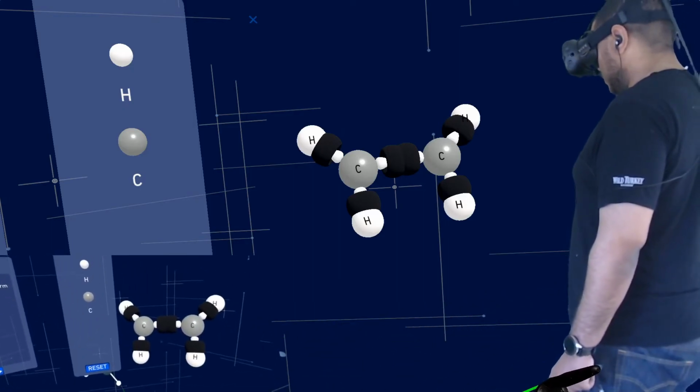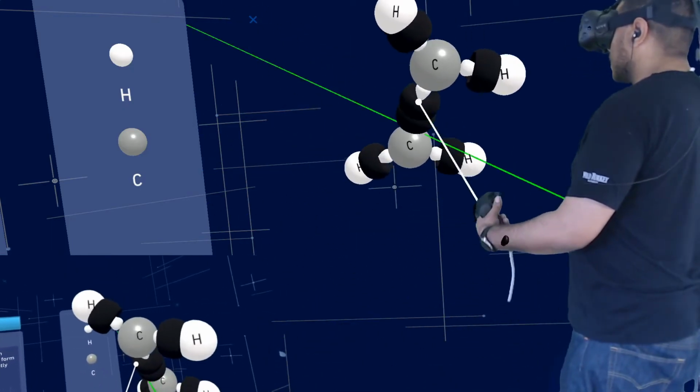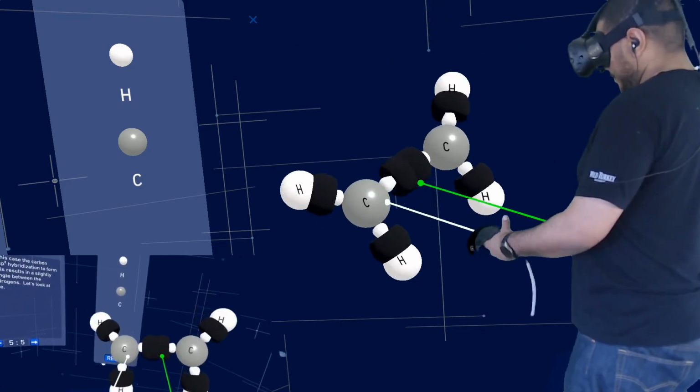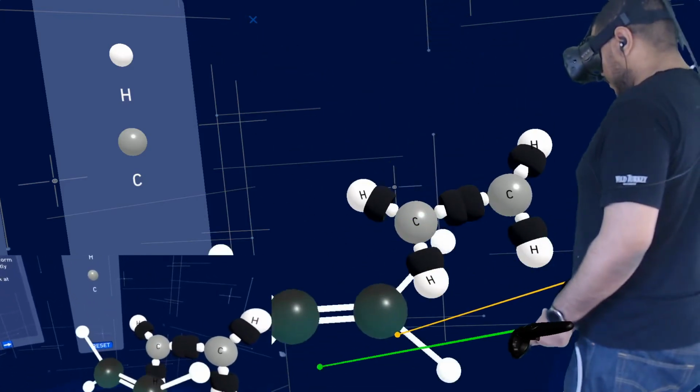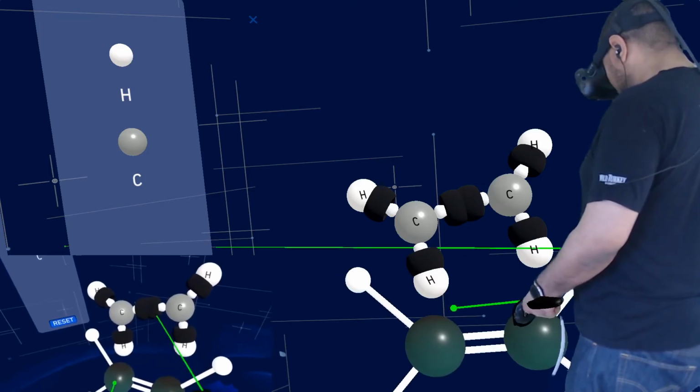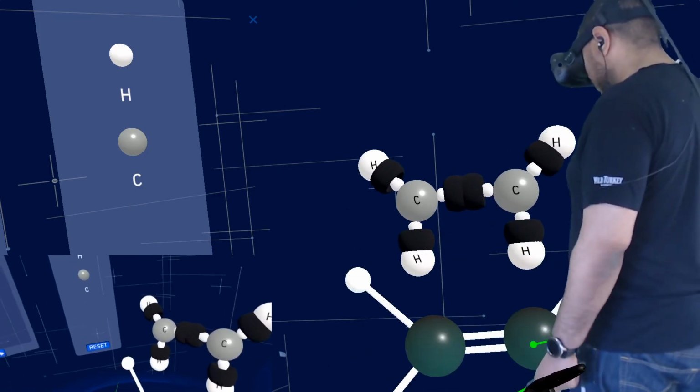Interestingly, in this case, the carbon atoms adopt an sp2 hybridization to form the molecule. This results in a slightly different bond angle between the carbons and hydrogens. Let's look at one last example.